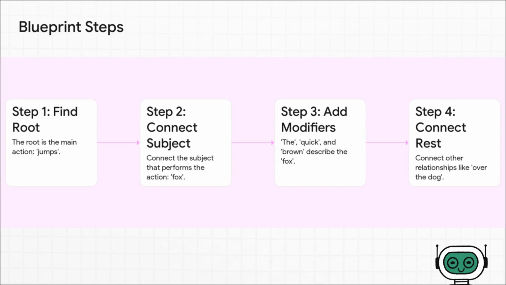The whole process is actually pretty logical. First, you find the main action, the absolute core of the sentence. We call this the root. Here it's jumps. Simple enough. Now, who or what jumps? The fox. So we draw a line, a dependency, from jumps to fox. Okay, what about the words describing the fox? The, quick, and brown all modify fox, right? So they all connect directly to fox. And finally, where does it jump? Over the dog. This whole phrase tells us more about the jump, so it connects back to our root, jumps. And just like that, we have a clear, structural map. We can see exactly what's connected to what.